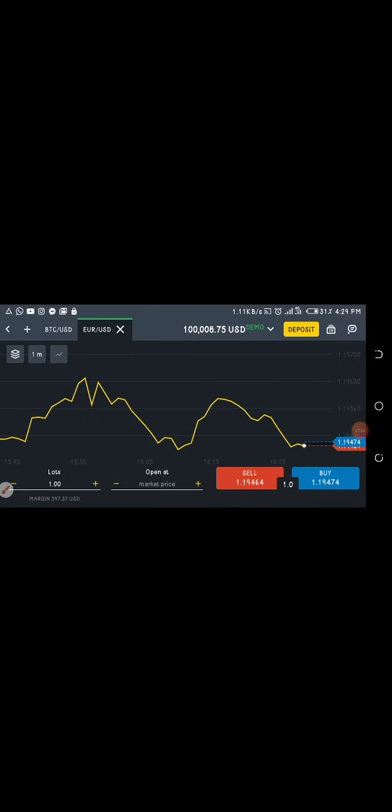It's easy. A lot of people would prefer doing their trade on the Exness platform, but a lot of people would prefer MetaTrader 4. Whichever you prefer, it will work for you.